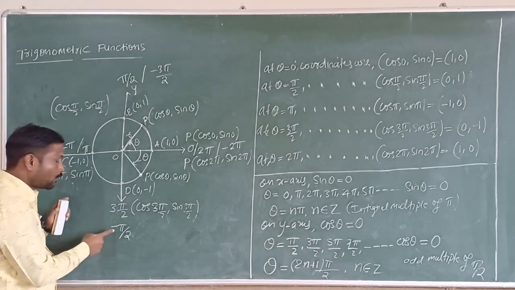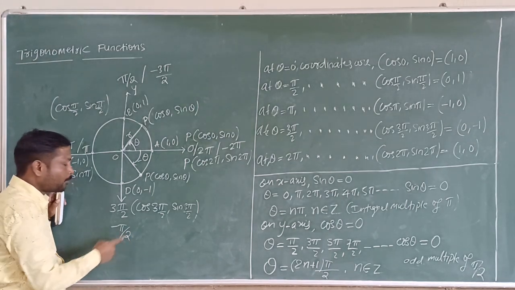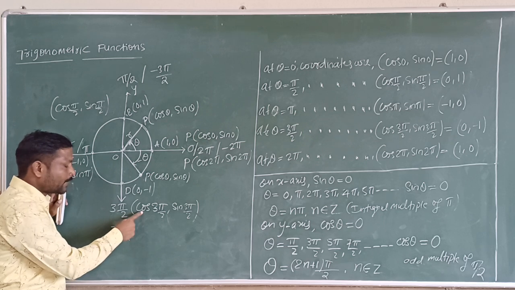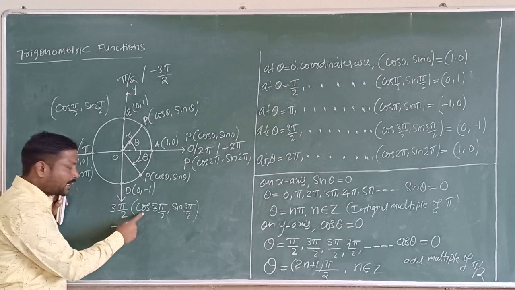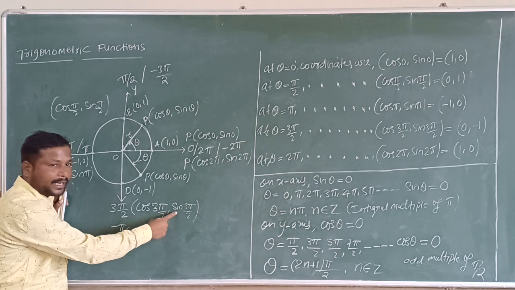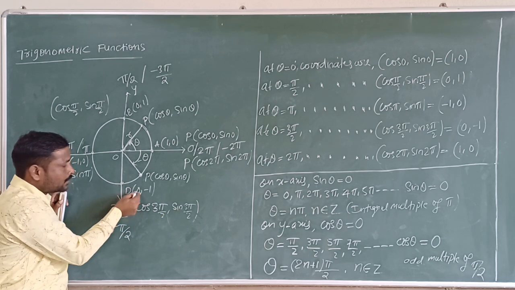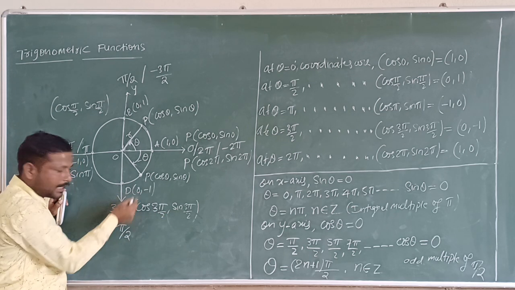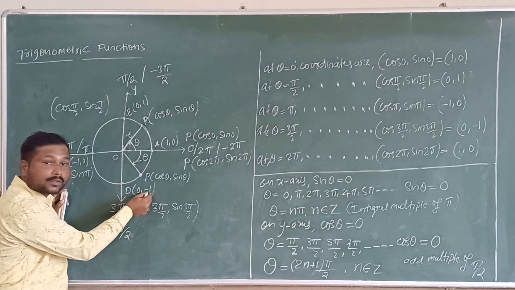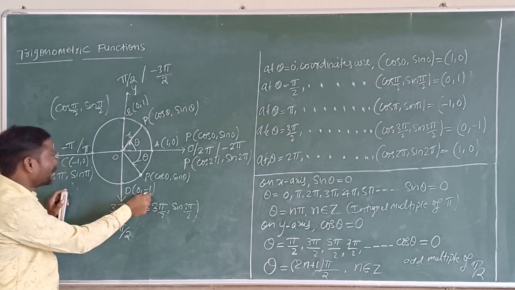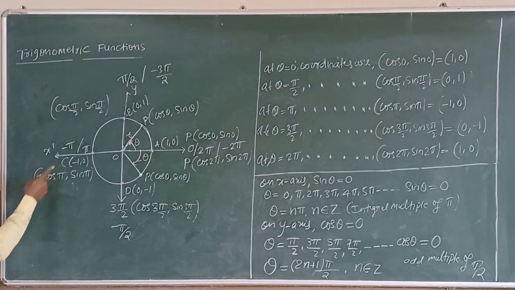See here, what are the coordinates of the point? Now the coordinates of the point are cos of what here? Cos of minus 90 and sin of minus 90. Correct? Cos of minus 90 degree is 0. Sin of minus 90 is minus 1. Same as it is, what are the coordinates of the points?